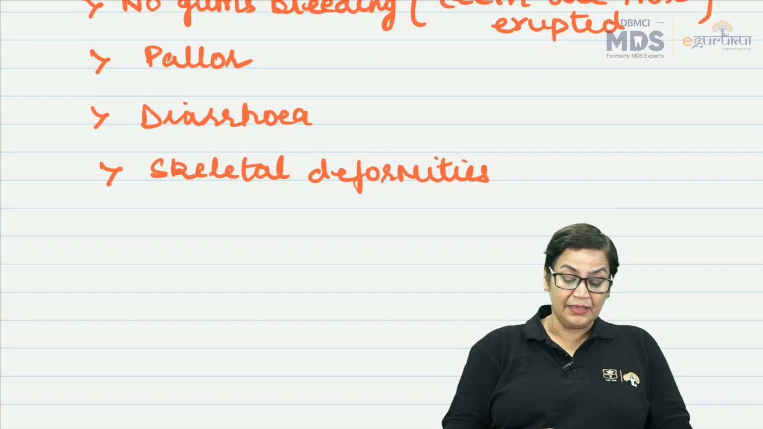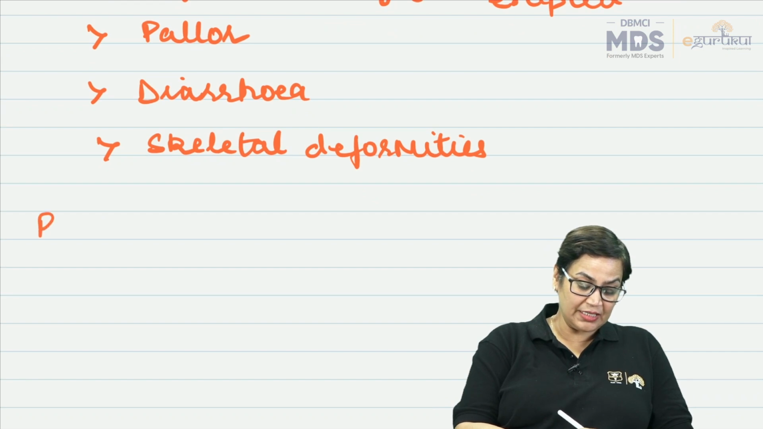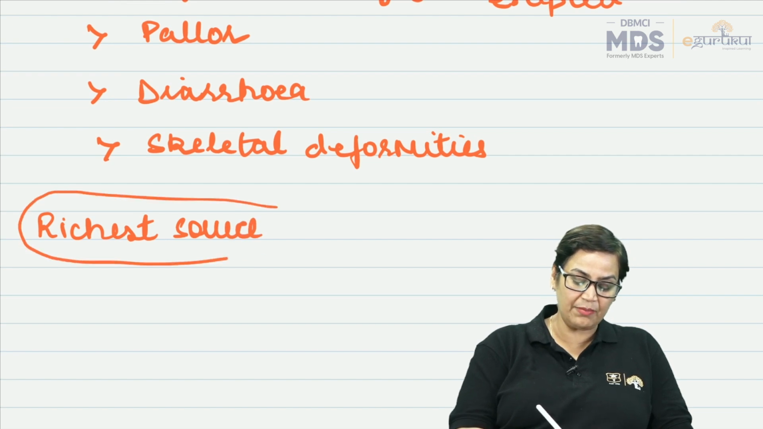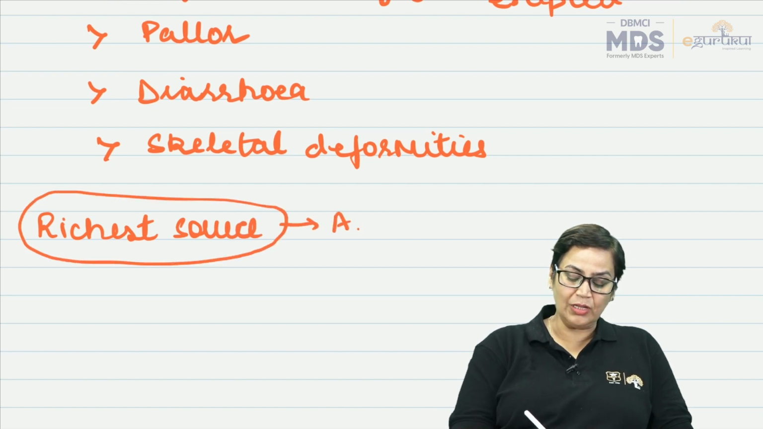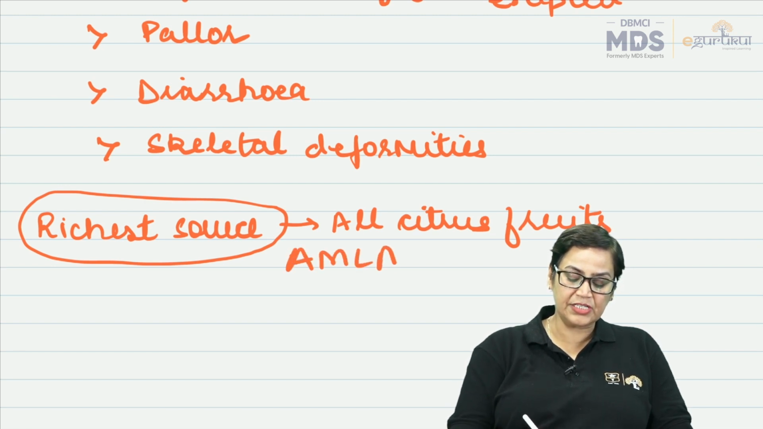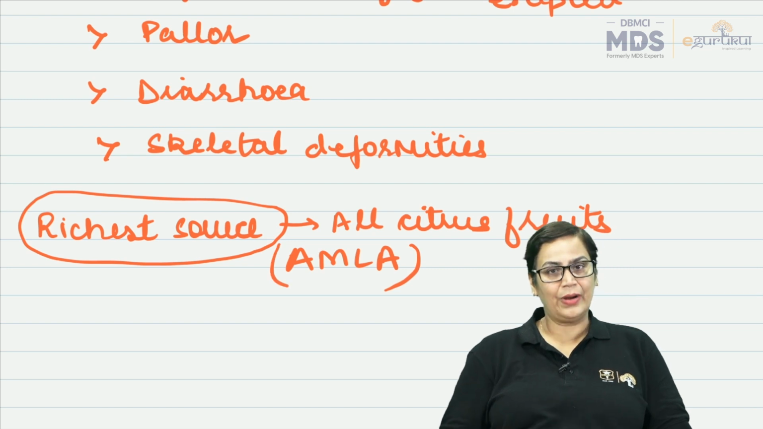Now see, here one more question is asked about what is the richest source of vitamin C. So always remember, generally all citrus fruits are rich in vitamin C, and amla is the richest source of vitamin C.